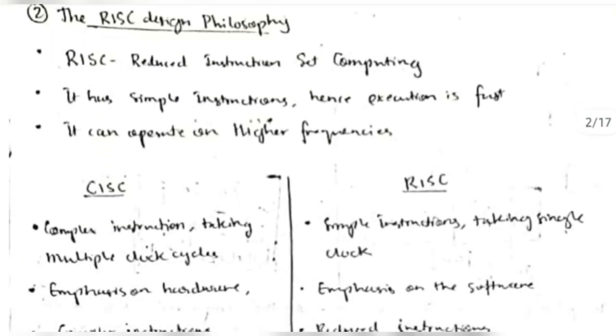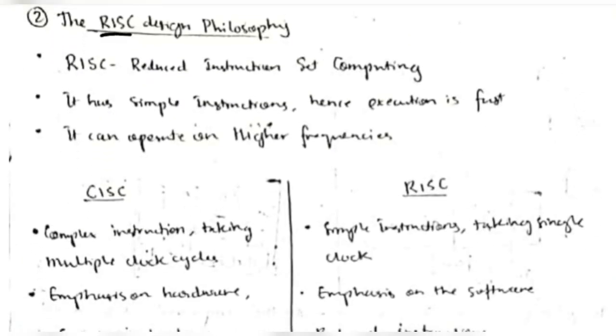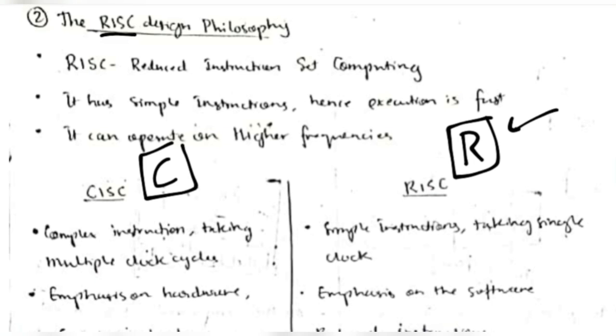The first thing you need to know is what the RISC design philosophy is, meaning what the features of RISC design are. RISC means reduced instruction set computing, meaning it's faster and has simpler and fewer instructions. CISC is the older version, complex instruction set computing, so it has a larger number of instructions and it's hard to execute each of these. So RISC is an upgraded version of CISC.